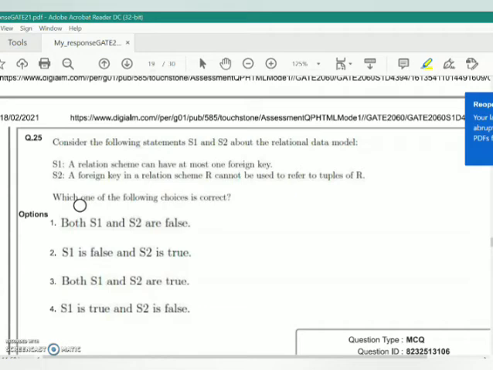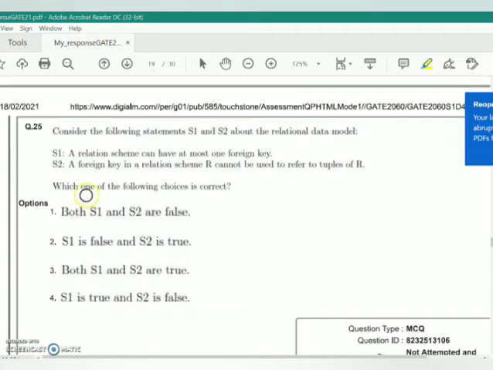Question number 25. It is not bounded that it has at most one foreign key. So S1 is false. And S2, a foreign key in a relation cannot refer to tuples of R. So it is also a false statement. So I think both S1 and S2 are false.